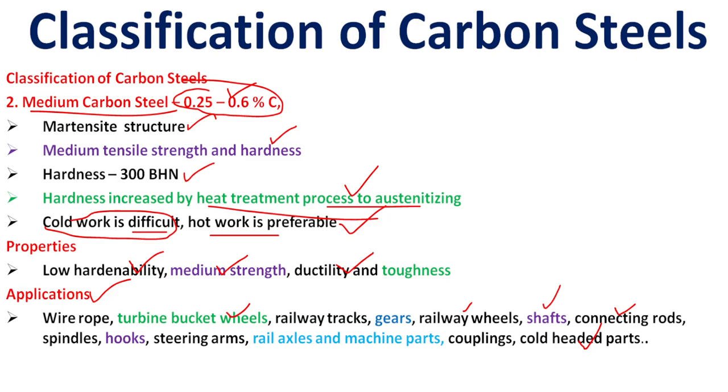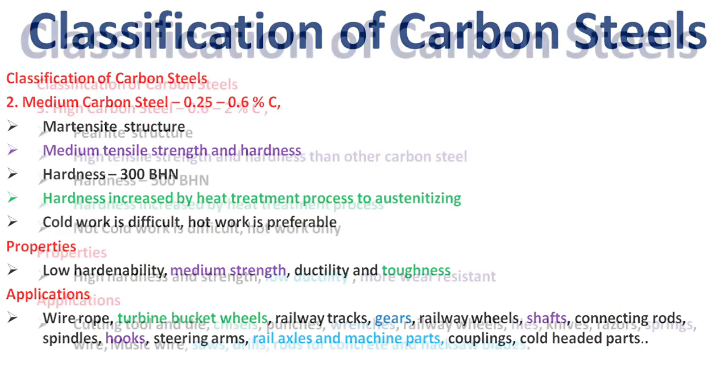The application is mainly for wire rope, turbine bucket wheels, railway trucks, gears, railway wheels, shaft connecting rods, spindles, hooks, steering arms, rail axles, machine parts, couplings, and cold head parts. These are the applications of medium carbon steel material.